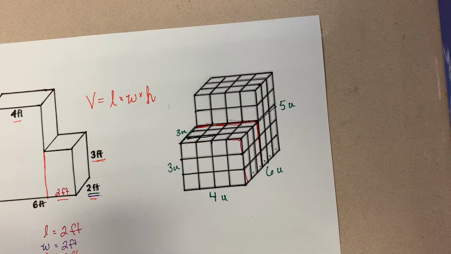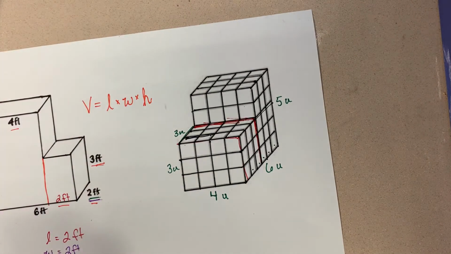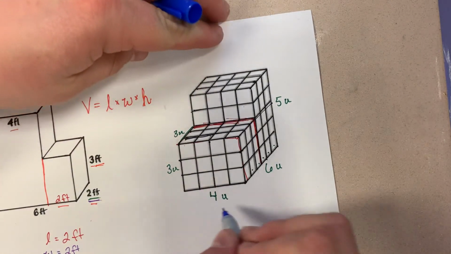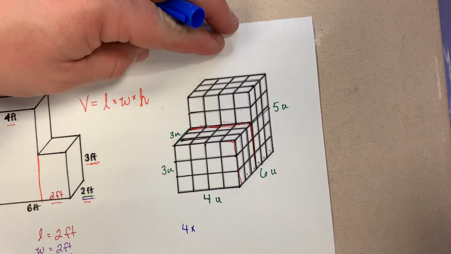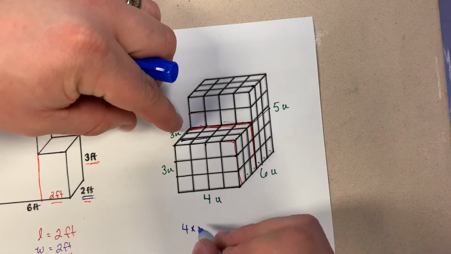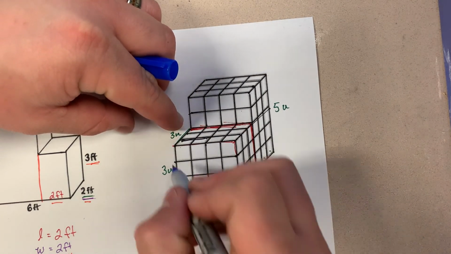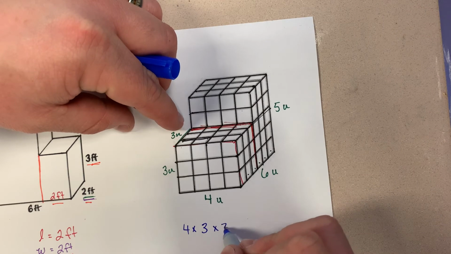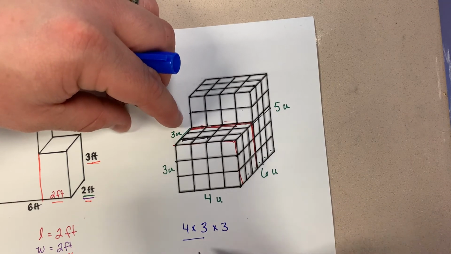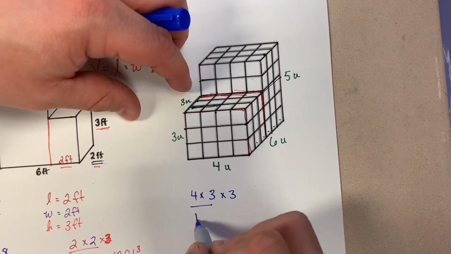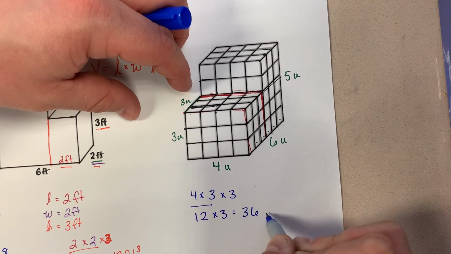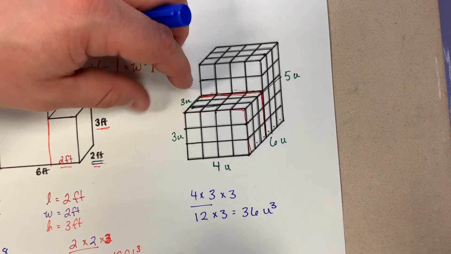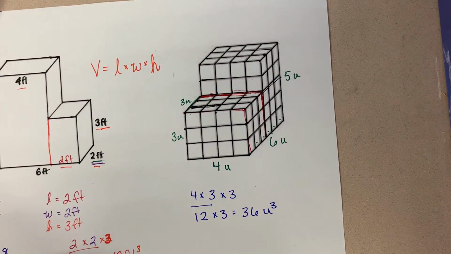So again, same thing as before. You look at the length, the width, and the height. So I've got a length across the front as 4 times my width, 3, and my height is 3. So 4 times 3 is 12 times 3 is 36 units cubed.